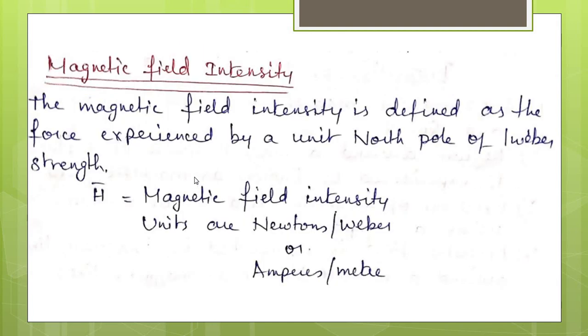Magnetic field intensity is defined as the force experienced by a unit north pole of 1 Weber strength. So the units are newtons per Weber or amperes per meter. This is the standard unit for magnetic field intensity, amperes per meter.